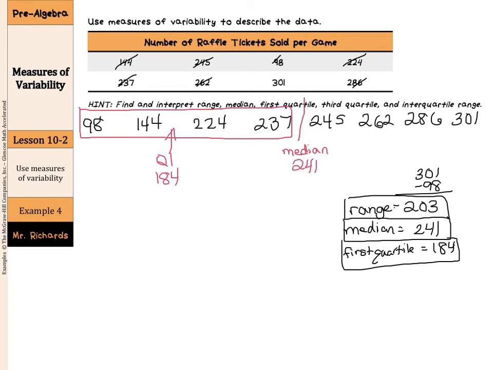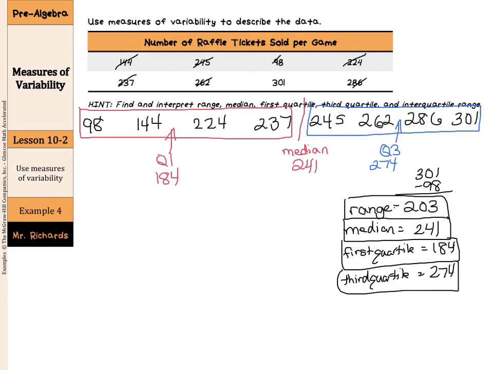What about my third quartile? Well, if I look at the upper part of my data, it's going to be between 262 and 286, and if I add those up and divide by 2, I get 274. So our third quartile is 274. So third quartile equals 274.